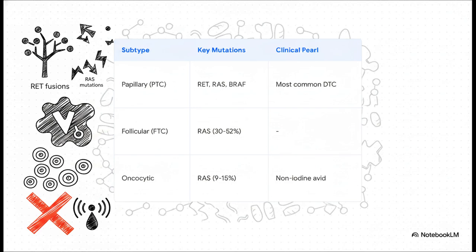Finally, look down at oncocytic carcinoma. You might know it by its old name, Hürthle cell carcinoma. The absolute standout clinical pearl to remember here is that the majority of oncocytic carcinomas are non-iodine avid. That completely flips your management strategy on its head, because traditional radioactive iodine just isn't going to work for these patients.